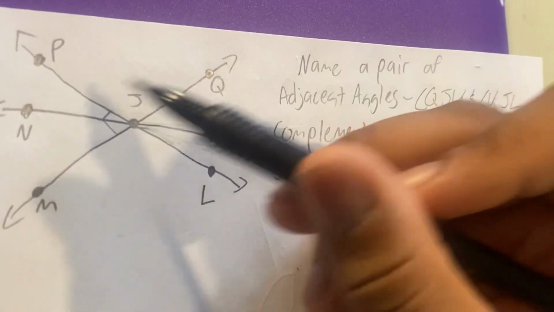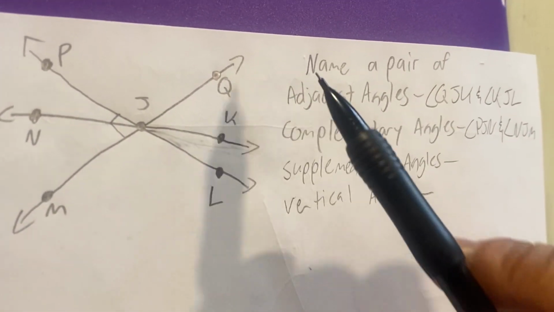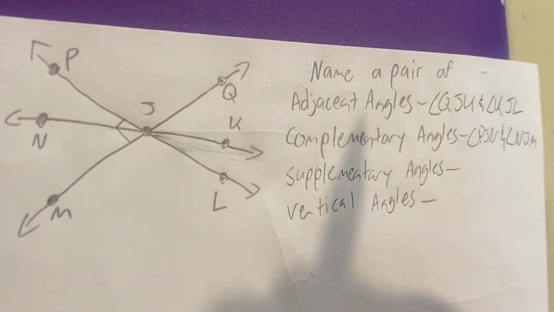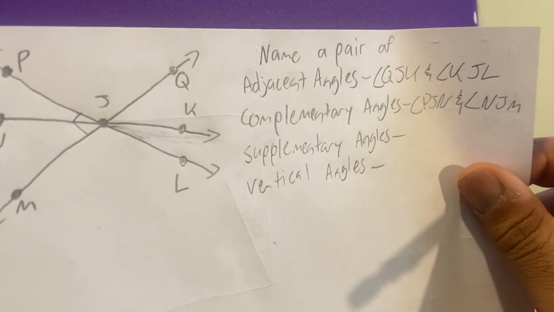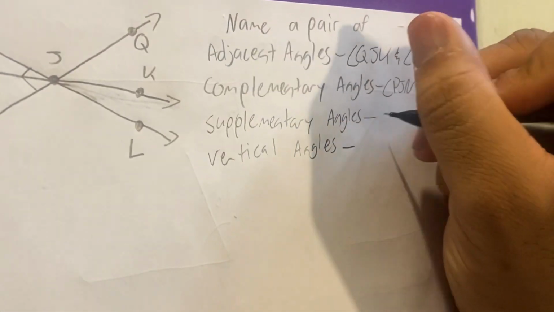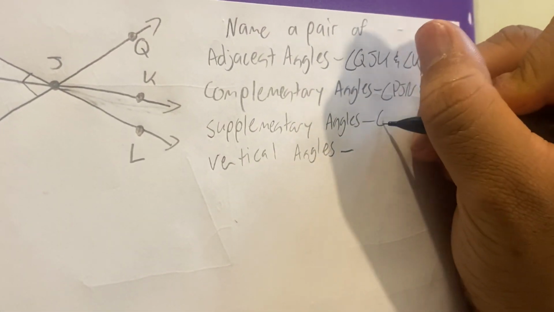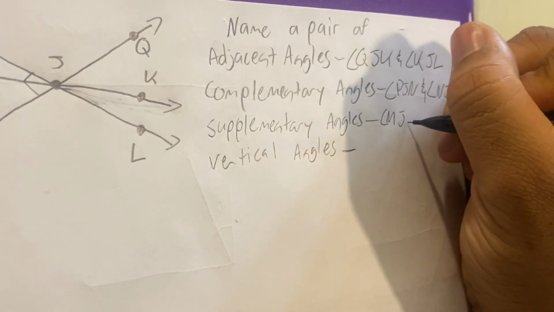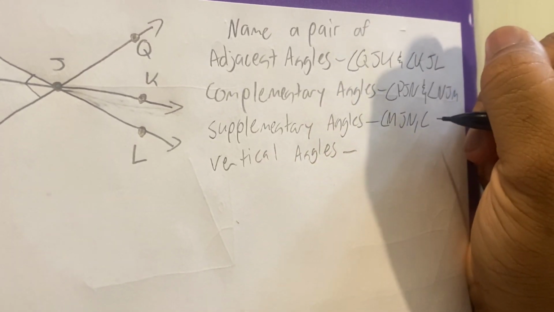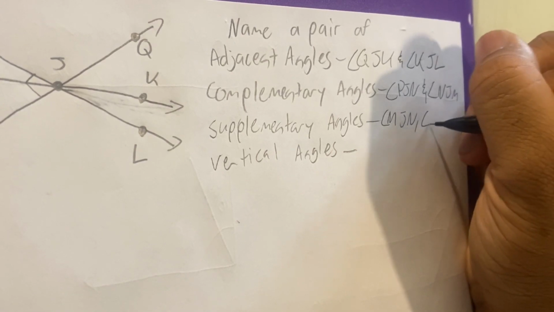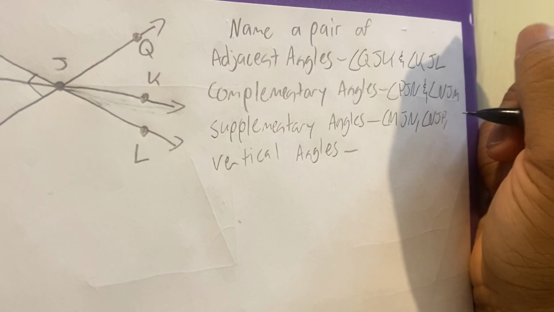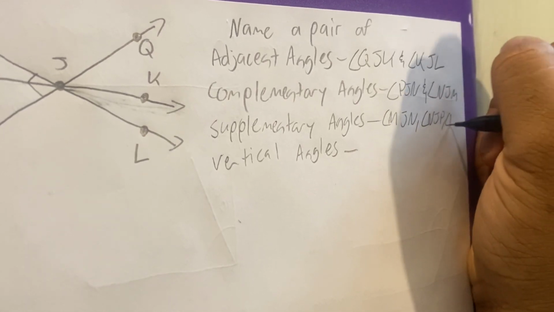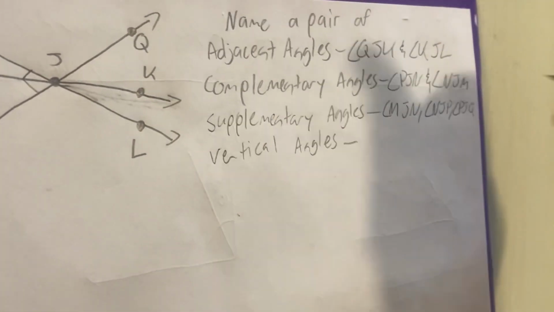Because when you add up all 3 of these measures, it's going to equal 180 because it's forming a straight line. So I'm going to write all 3 of these angles really quickly. I'm going to be writing MJN, comma, NJP, comma, and also PJQ. So be careful with these. It can be 3 angles.